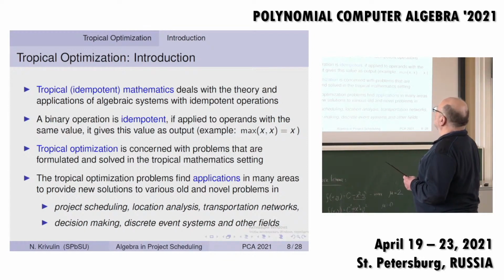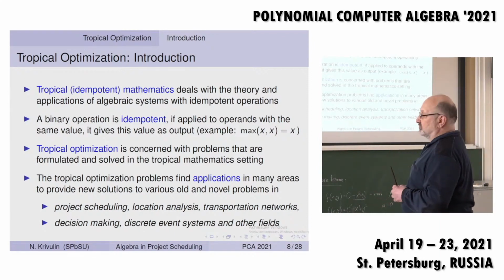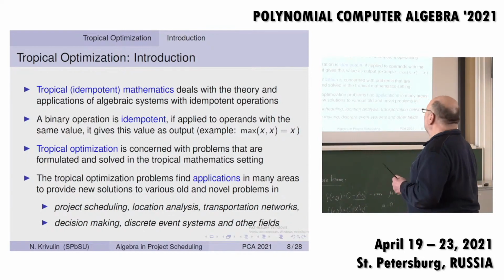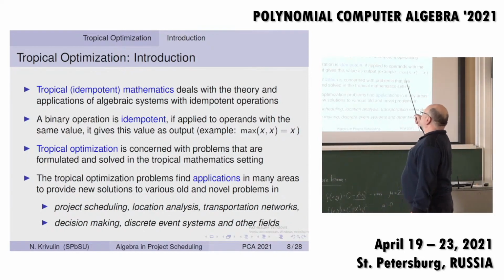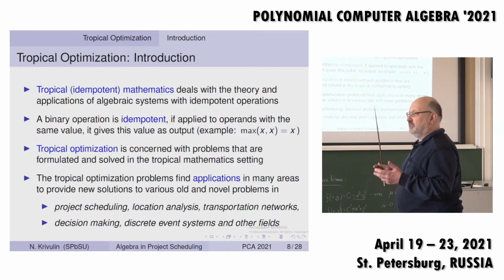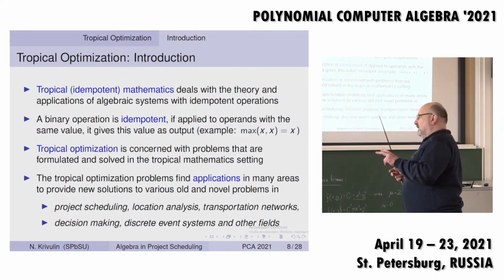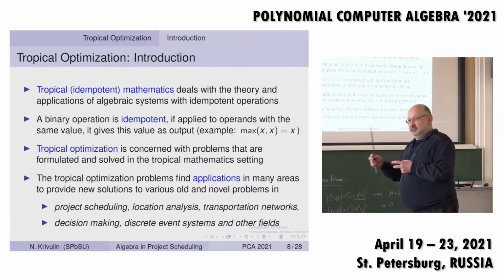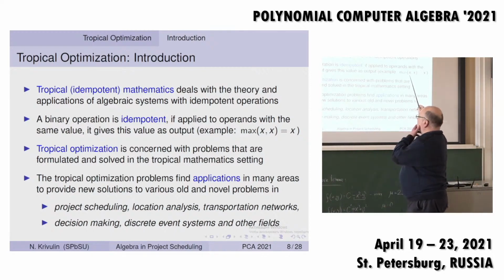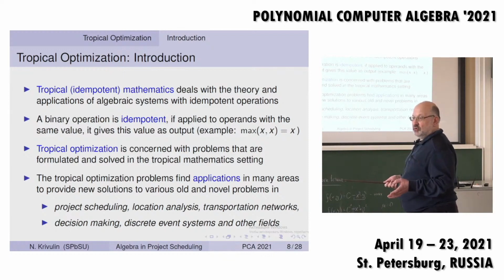Let us talk about tropical mathematics and tropical optimization. Tropical or idempotent mathematics is the mathematics of algebraic systems with idempotent operations. A binary operation is idempotent if, applied to two operands of the same value, it produces this value as output. For instance, the max operation, which we can consider as a binary operation, is an idempotent operation. Tropical optimization uses models and methods of tropical mathematics to formulate and to solve optimization problems.